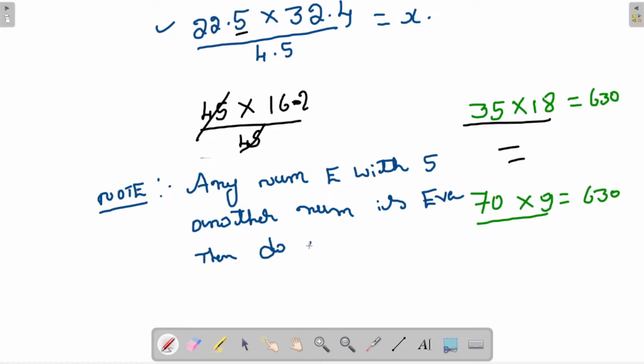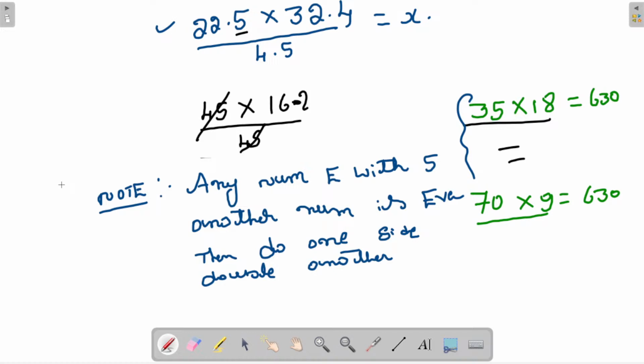Do one side double, another side half. Example, write down this: 35 into 18 is equal to 70 into 9. Otherwise, 45 into 12 is 90 into 6, like that. This is model number 1, the application of 5.